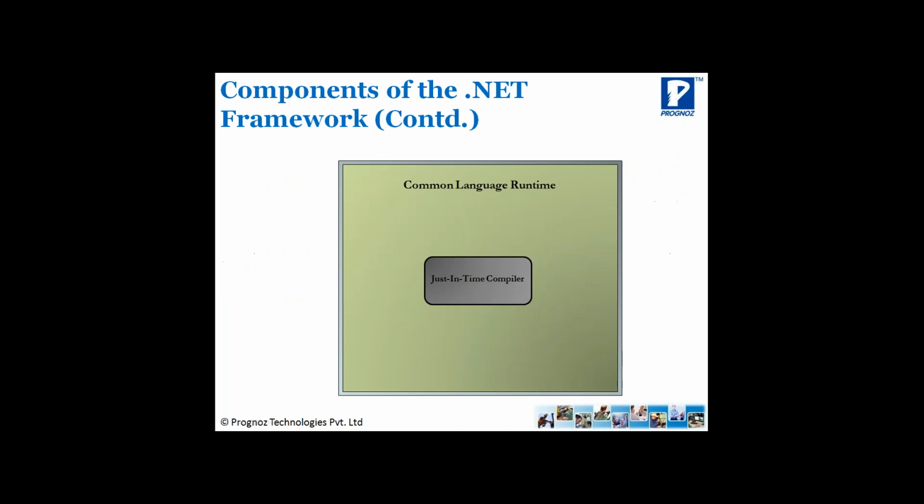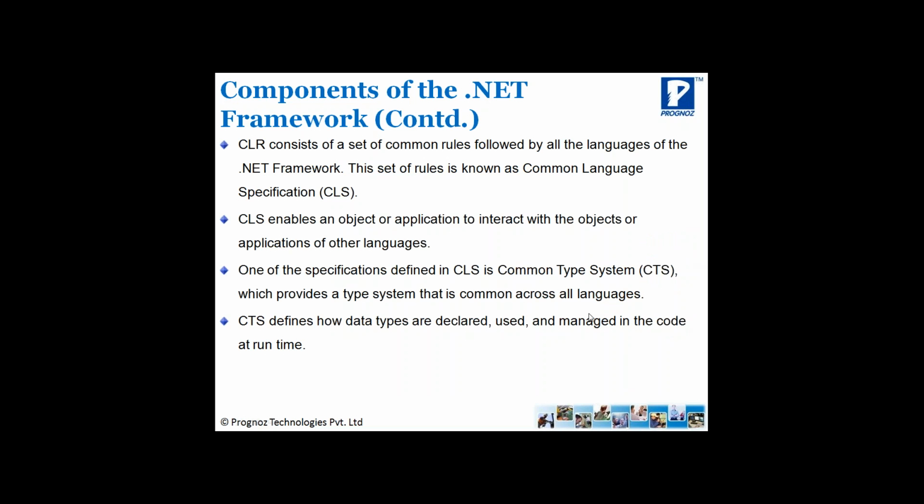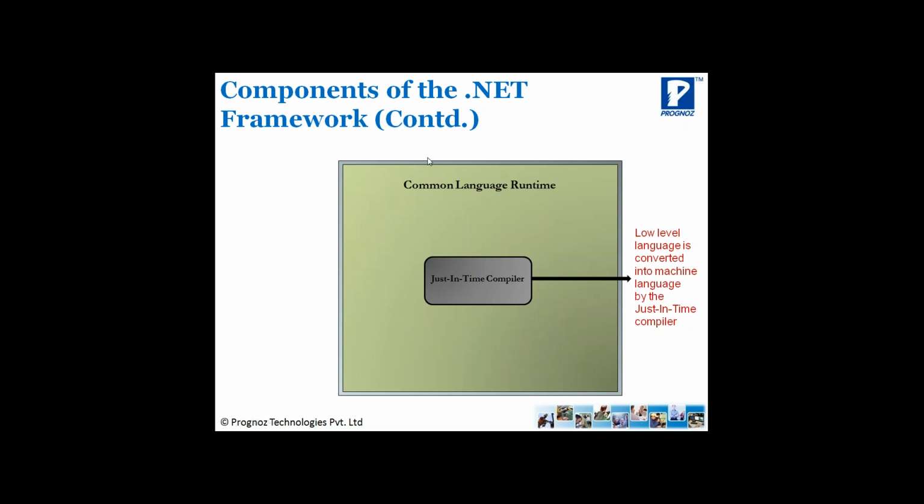Okay, now let's go ahead. So here we can see that we have the just-in-time compiler. Now this compiler is going to convert the low-level language into the machine language that is generated by the just-in-time compiler. So you can see now that this code that will be generated during the just-in-time compilation will be running within the CLR. This is the environment for running the .NET application.